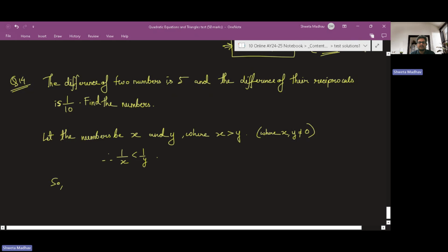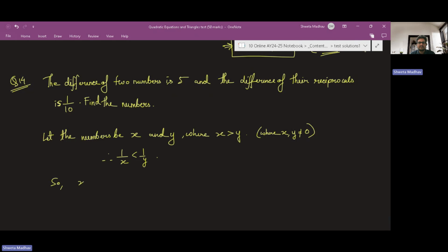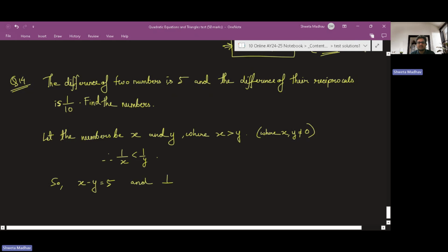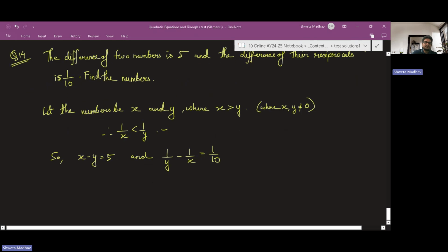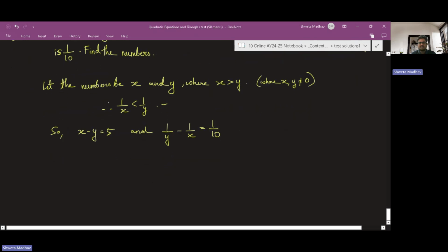So I can say the difference of them, it means x minus y, that should be equal to 5, since x is more than y. And the difference of the reciprocals, when we take, then we should not say 1 by x minus 1 by y. We should say 1 by y minus 1 by x, that is equal to 1 by 10, since x is more than y, so 1 by x should be less than 1 by y. So we have to find the numbers. So these are the two equations we have to solve.